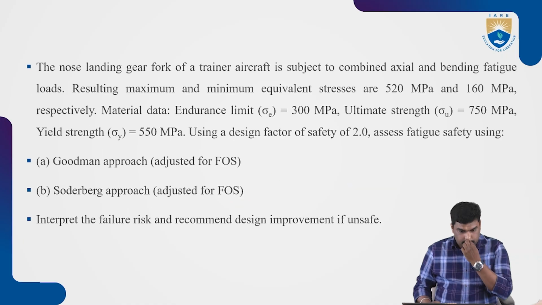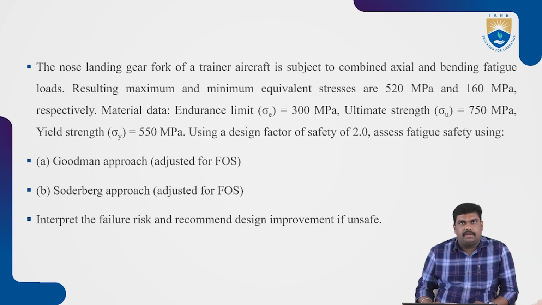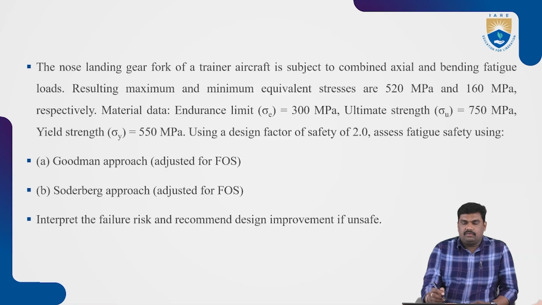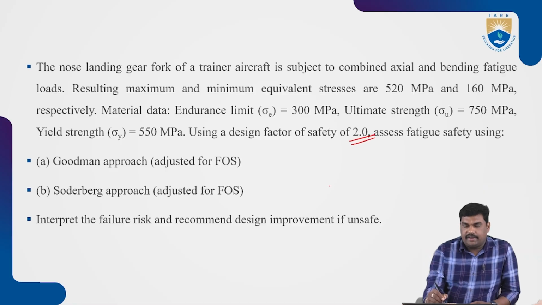Now another numerical: the nose landing gear fork of a trainer aircraft is subjected to combined axial and bending fatigue loads. The resulting minimum and maximum equivalent stresses are 160 megapascal and 520 megapascal respectively. The remaining data is given. The only difference is the factor of safety is 2. So the right side will have 1 by n, which is 1 by 2, equal to 0.5.